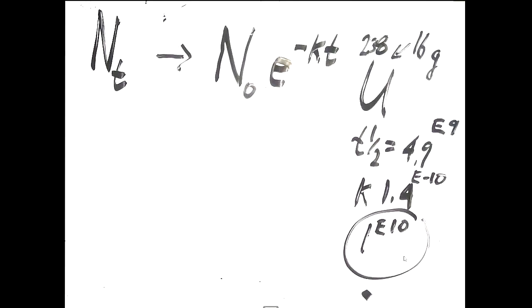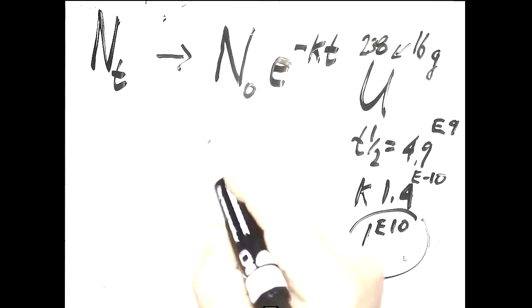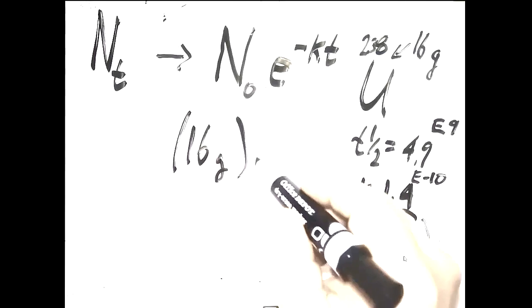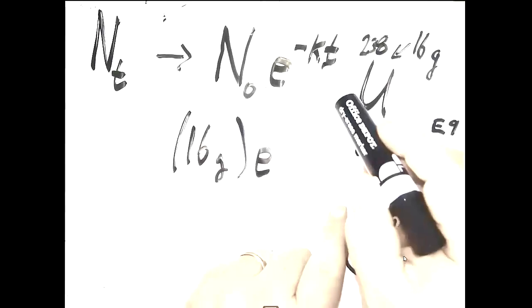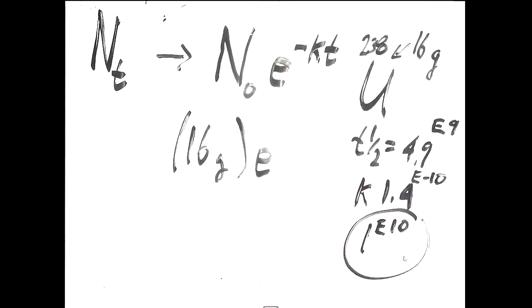Okay, so now we're going to solve our equation. NT we don't know yet, but we do know NO. We're going to start with 16 grams. And we're going to go E. We're going to raise E to a certain power, and that power is going to be the decay constant times the time. And remember, we're going to have to slap a negative sign on this. Our decay constant is 1.4 times 10 to the negative 10th. So I'll write that in parentheses.